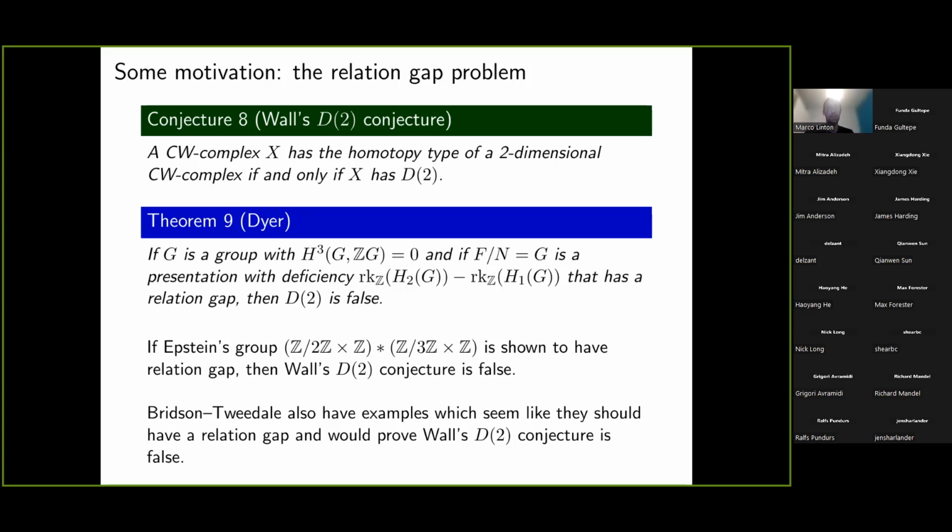And I should mention there are other very nice examples due to Brighton and Tweedale, which essentially do a similar thing. The relation module computations are perhaps more explicit, but the groups are slightly more complicated. And again, if they have a relation gap, then D2 will also be false. Okay, so that's some motivation for the relation gap problem.